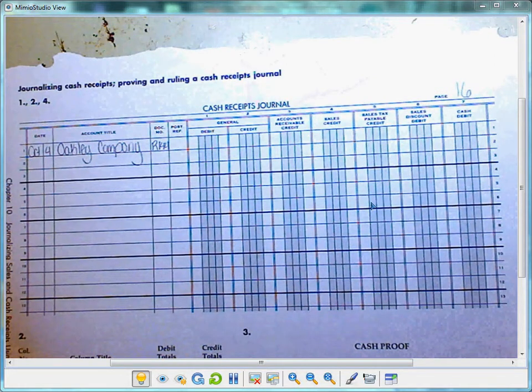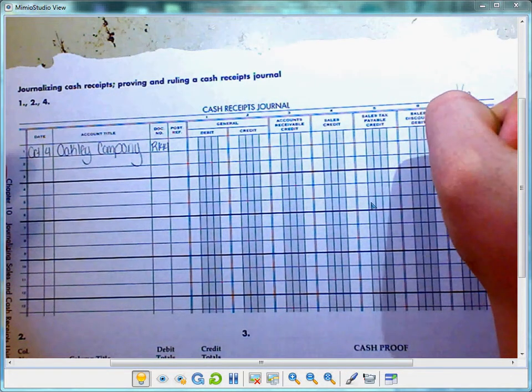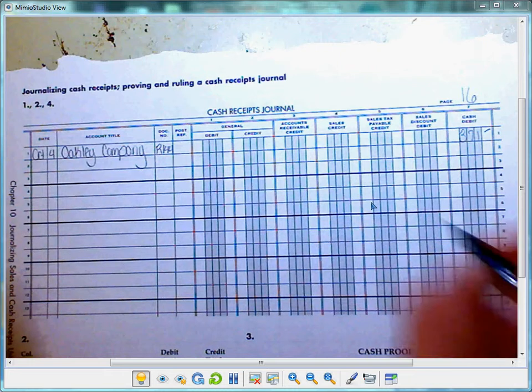Okay, so they paid us $371. What two columns is this going to go in? Cash debit. We know cash debit, so that's the very last column, 371. So from our credit choices, what will it be? Accounts receivable, general. Accounts receivable credit, 371.